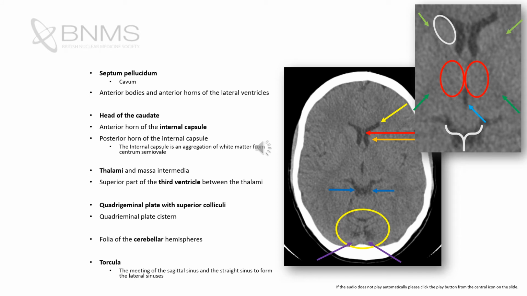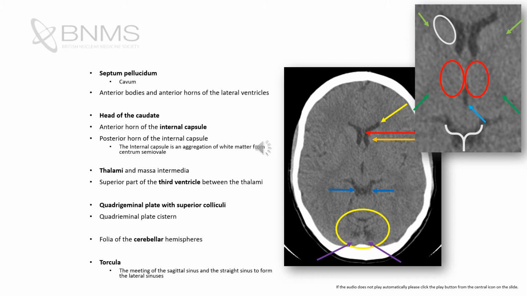On the next unenhanced axial slice through the brain, we again see the septum pellucidum, indicated by the red arrow. Notice the division of the septum pellucidum, forming the cavum septum pellucidum. Adjacent to the septum pellucidum on both sides are the anterior aspect of the bodies of the lateral ventricles, indicated by the orange arrow, and the anterior horns of the lateral ventricles, indicated by the yellow arrow.